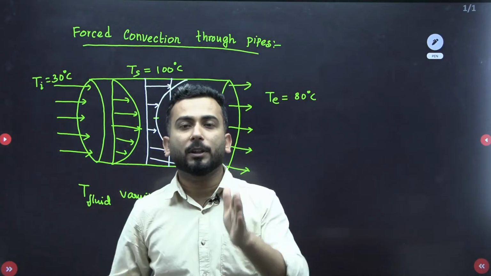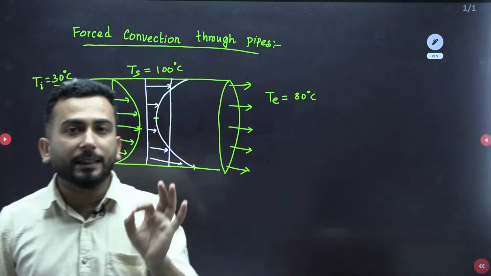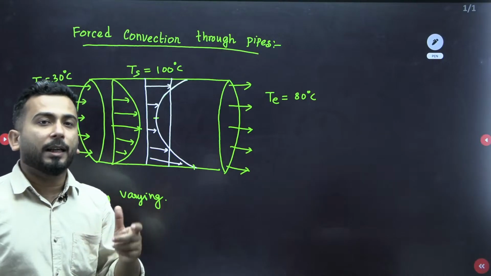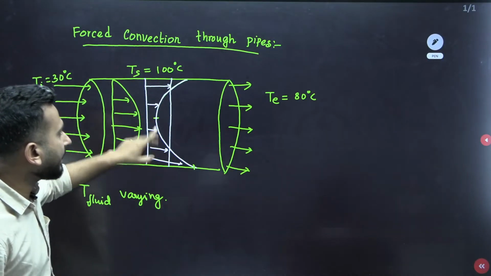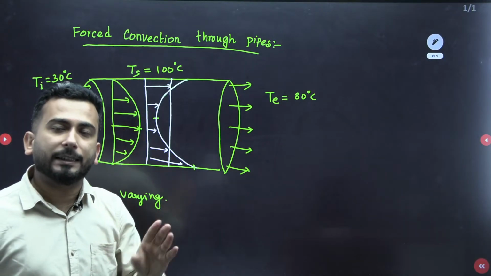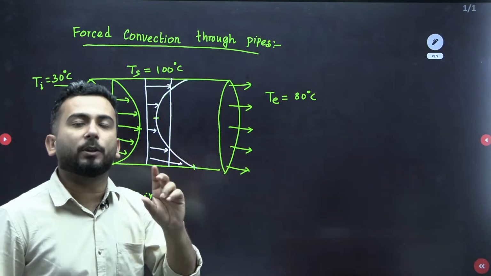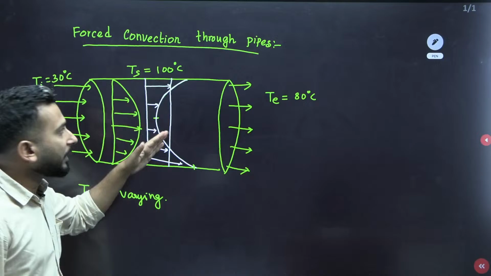So first you will see what is the temperature of the fluid. First of all, you should know that heat is getting transferred between the surface of the pipe and the fluid. So del T is there. Del T will be taken. So for del T, the surface temperature is there. Okay, sir, what will be the fluid temperature?